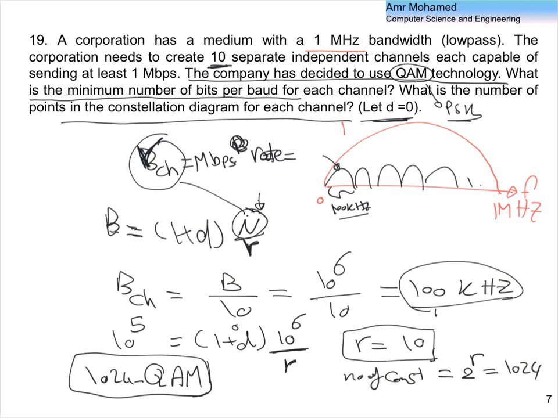Which means, of course, that the constellation points will be very, very close to each other, or we have to use very high power to distribute the points further from each other on the constellation diagram. Okay? So that's another type of question where we can estimate the number of bits per symbol, or the number of bits per baud, and from that we can calculate the number of symbols, or the number of constellation points. Any questions so far?